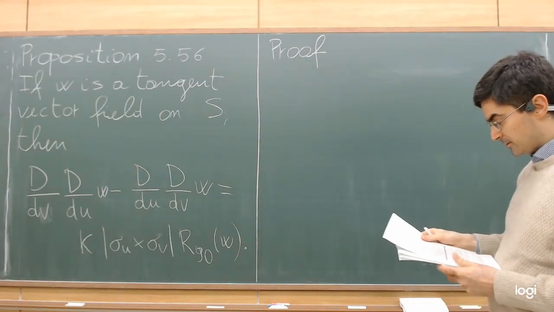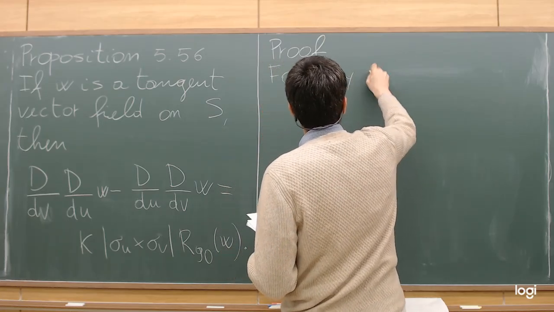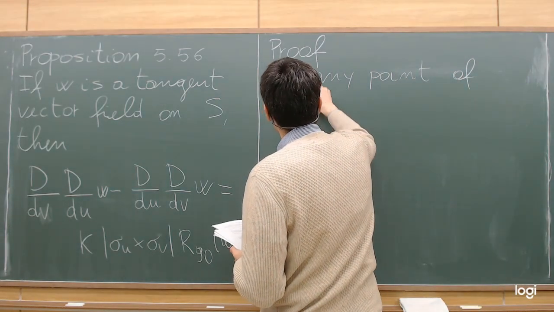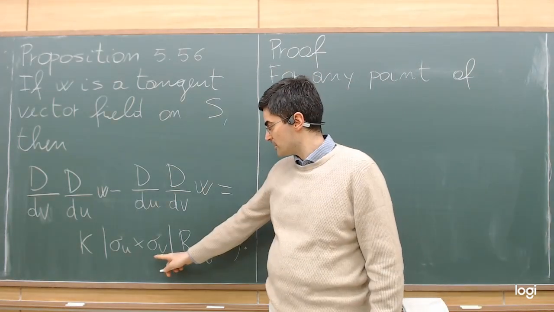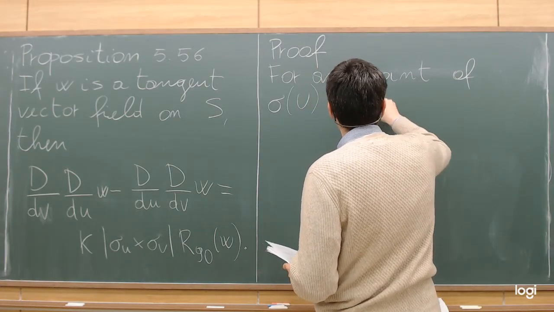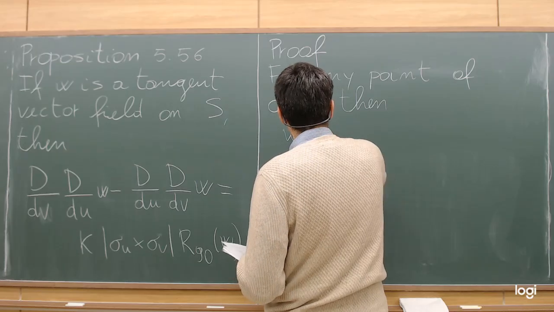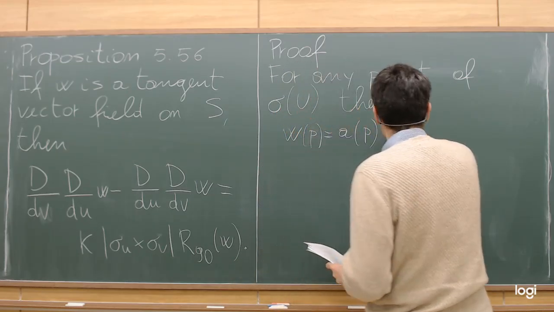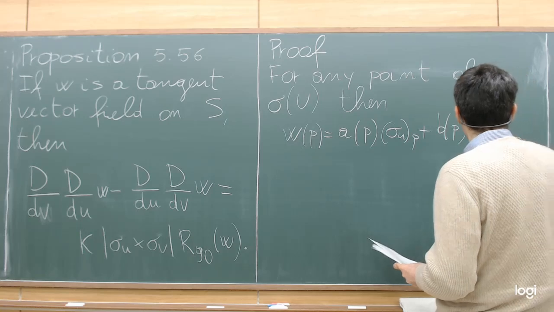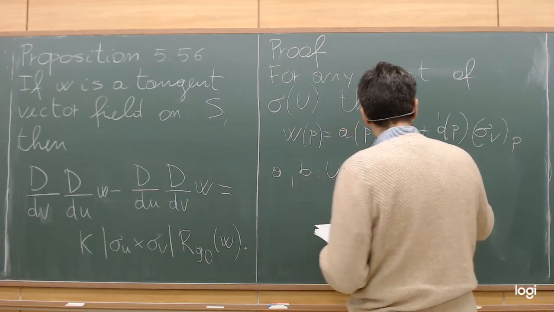Let's start by observing that if W is a vector field, then for any point P of sigma of u, where sigma is a surface patch which appears here, and u is the domain of sigma, we can write that W is equal to A(P) times sigma u at P plus B(P) times sigma v at P, where A, B are smooth functions.